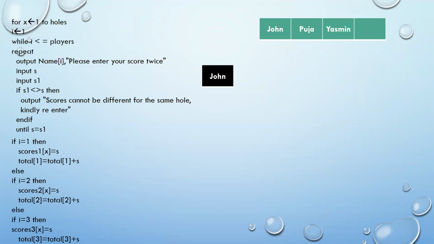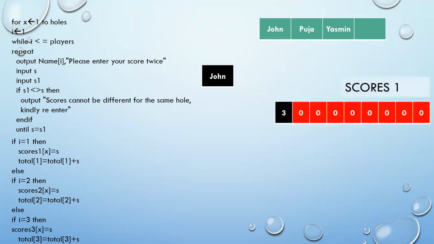That means he has taken 3 shots to put the ball in the first hole. Now, if you look at the if statement, just below the repeat until loop, it says if I is equal to 1, then. That means if the value of the inner loop, that's the while loop, is 1, that means we are discussing player 1's score. So I, when it is 1, it would mean score sheet 1. That means scores 1 for player 1. If I is 2, that means score sheet 2. And if I is 3, then it would mean score sheet 3 for the third player, that is Yasmin.